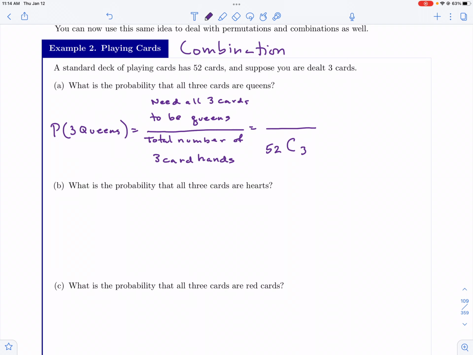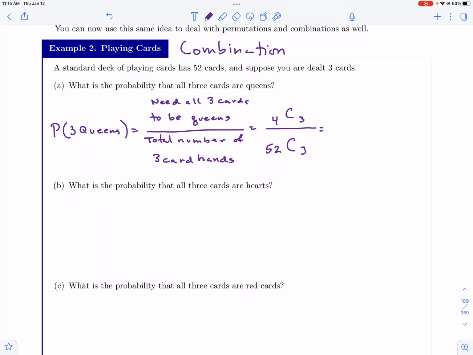Now the top, we've got a restriction because we only want to make sure we have queens in our hand. So we're not allowing for aces, kings, twos, threes, any other cards. So when we're talking about the total number of cards available, our total in this case is just going to be 4 because we're restricting our attention to just queens and only queens. So of those 4 queens, how many ways can we choose 3 from those 4 queens? So our top number is going to be 4C3. Our bottom number is going to be 52C3.